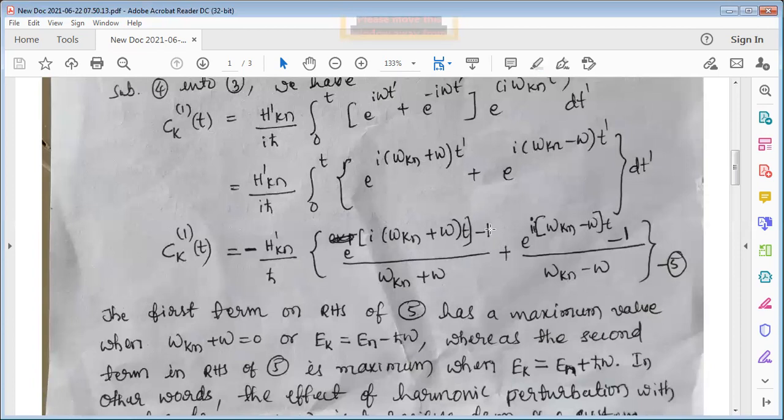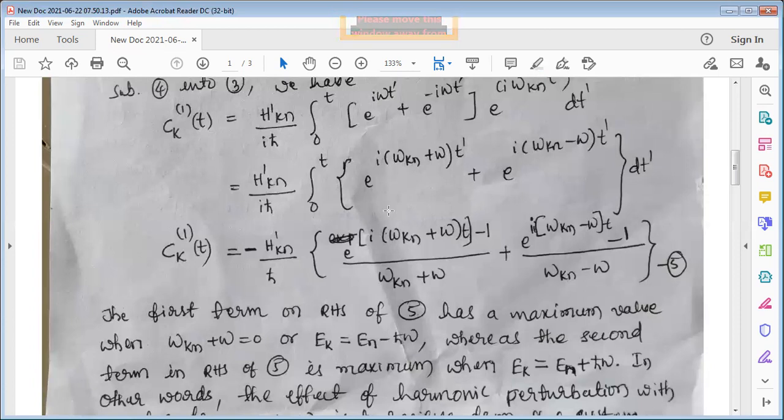So it is 1 divided by omega kn plus omega. This omega kn plus omega is the LCM for these two terms, and this we got after integration, just using the standard form of integration: the integral of e raised to ax is equal to e raised to ax divided by a. That form is used here.